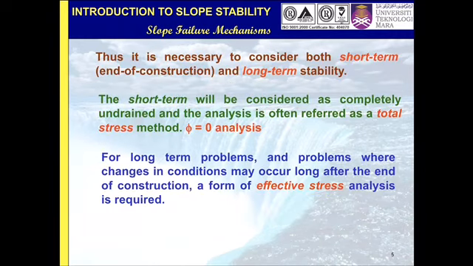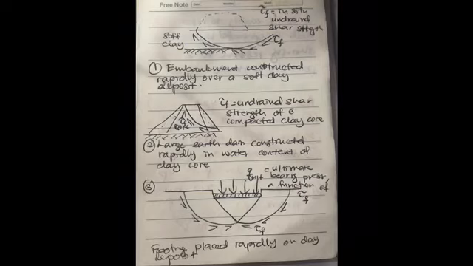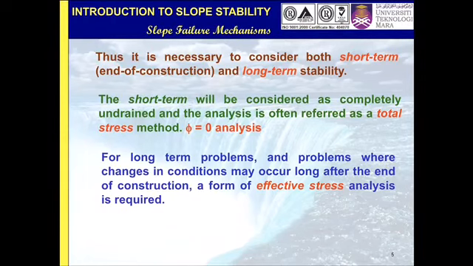So it is necessary for us to consider both the short term, which is at the end of construction or immediately after construction, and the long-term stability, which is a few years after the construction. The short term will be considered as completely undrained, and the analysis is often referred to as the total stress method, which is the phi equals 0 analysis. And for long-term problems, we will take into account the effective stress analysis.